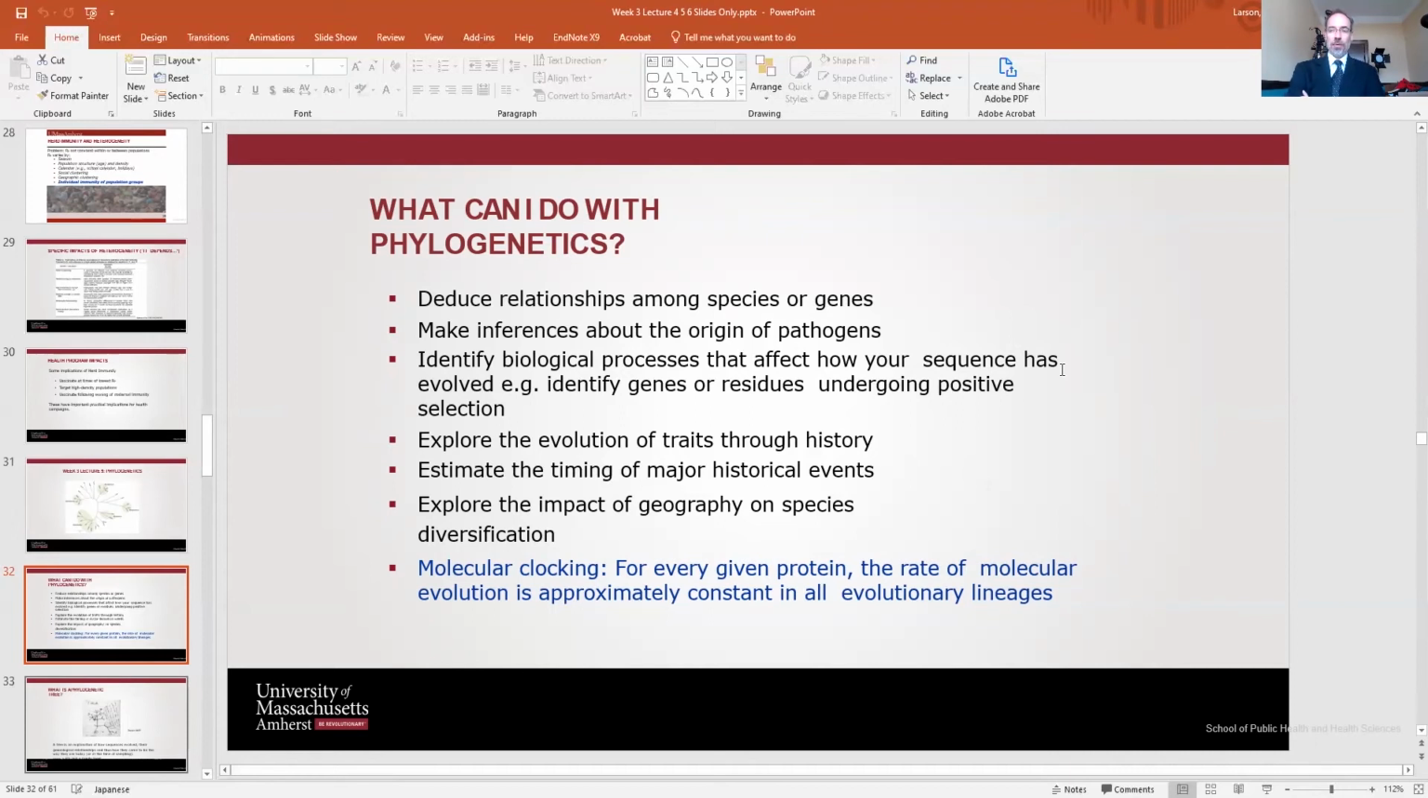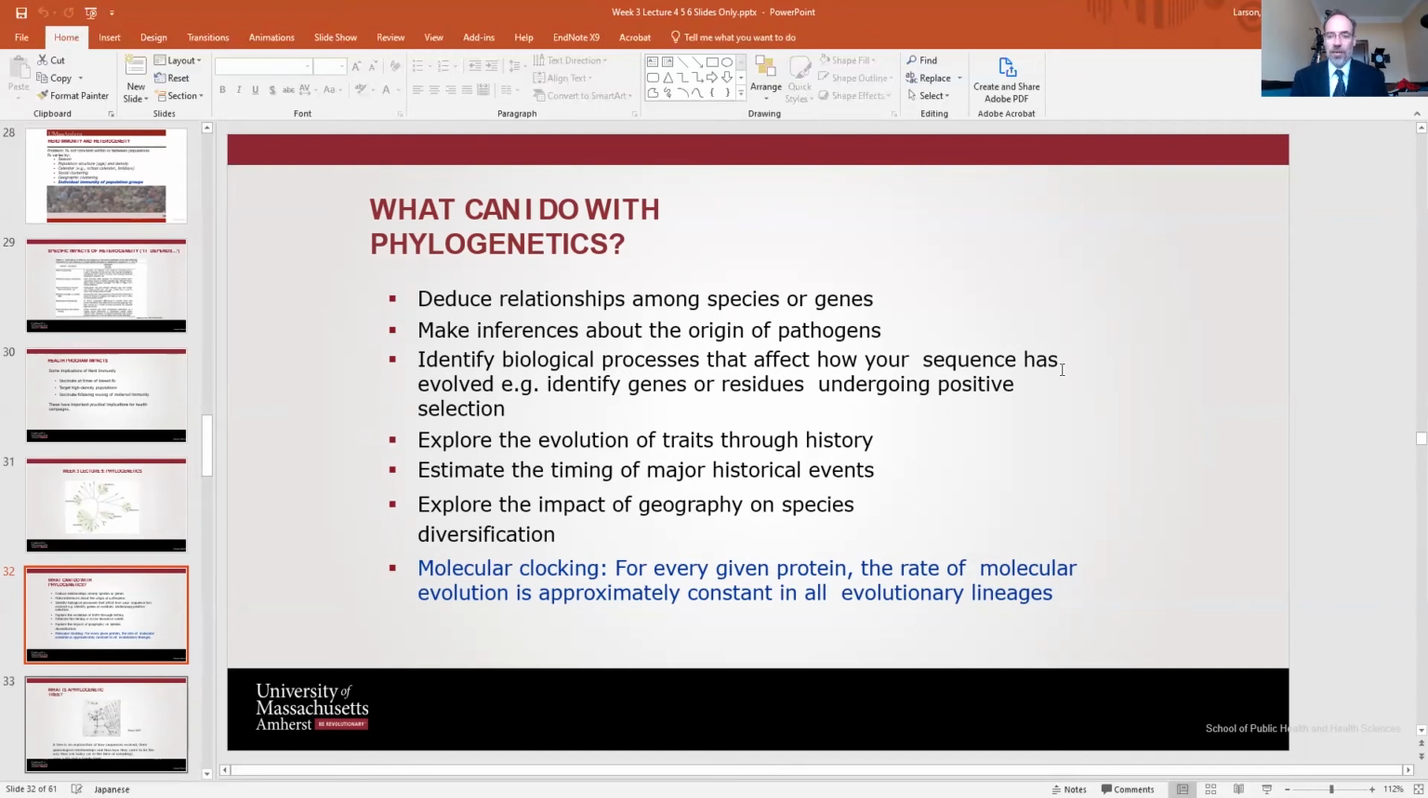This is particularly important when we're talking about emerging infectious diseases and zoonotic pathogens, is learning where they came from, because this helps inform how we deal with them, how we treat them, how we create medicines or vaccines.